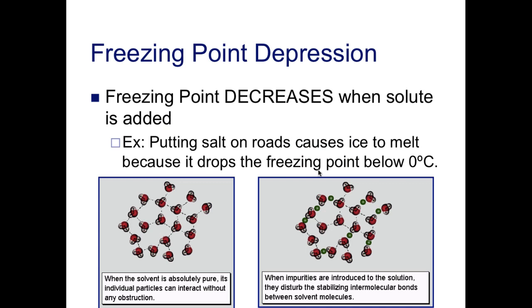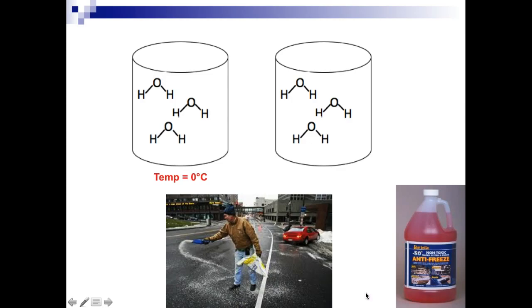Freezing point depression is the opposite. That's when the freezing point will decrease when you add a solute. So that, for example, is why when it's icy outside, we put salt on the roads. Because when we put salt on the roads, it'll actually drop the freezing point of water to below 0 degrees Celsius. And that's because the intermolecular forces that attract those water molecules together to become a solid are going to be interrupted by those salt molecules that get in their way.